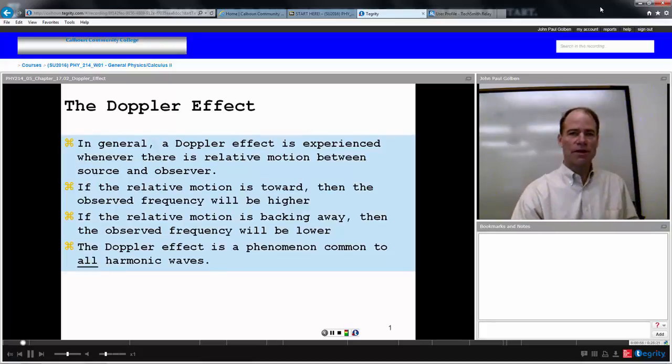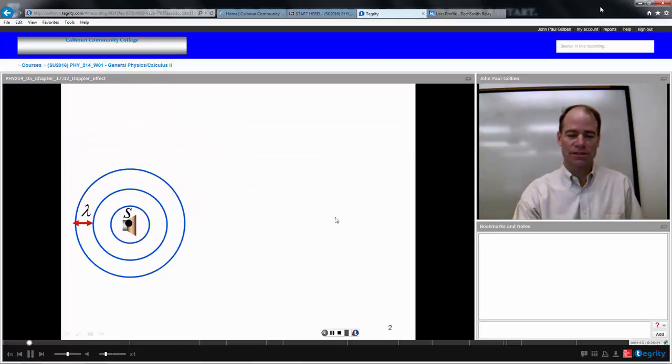This is a phenomenon common with all harmonic waves, including light. There's a Doppler effect associated with light. We know that most of the universe is expanding away from us because we observe a Doppler shift in that direction.